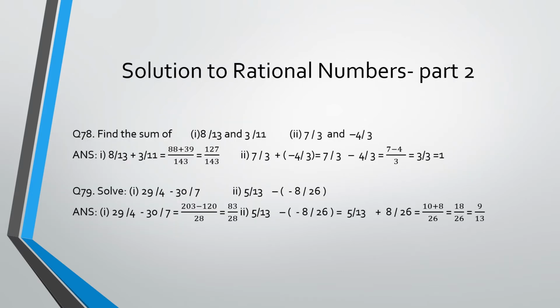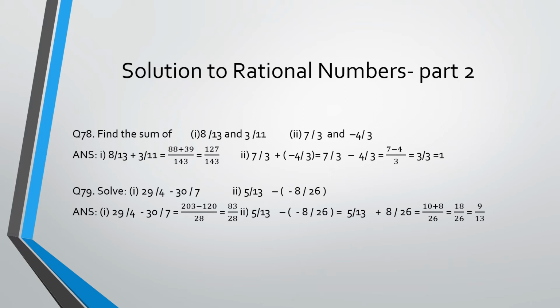Now coming to the assignment of part 2, it starts with question number 78. Find the sum of part 1, 8 by 13 and 3 by 11. Now look here, the denominators are 13 and 11, so the LCM is 143. Converting the numerators also, we get 88 plus 39. It's a normal method in which you add fractions. You have done it in your lower classes. So it is the same method, nothing new, children. So the final answer is 127 by 143.